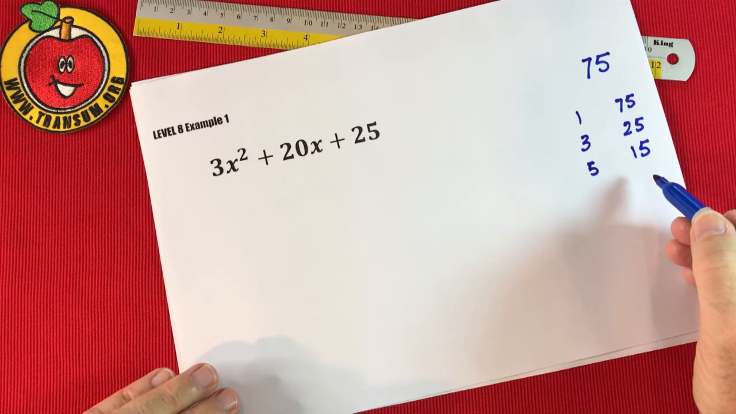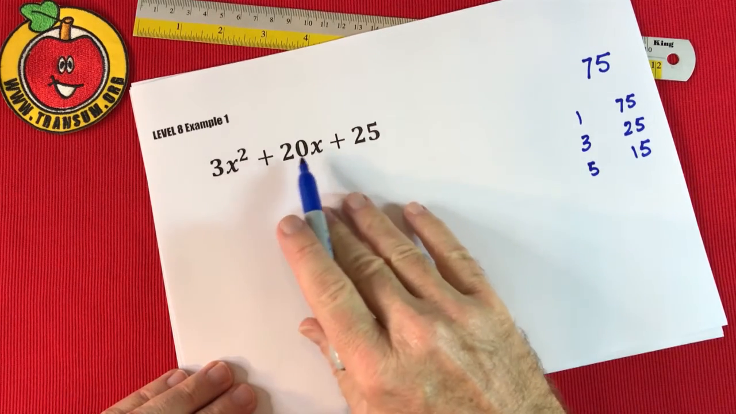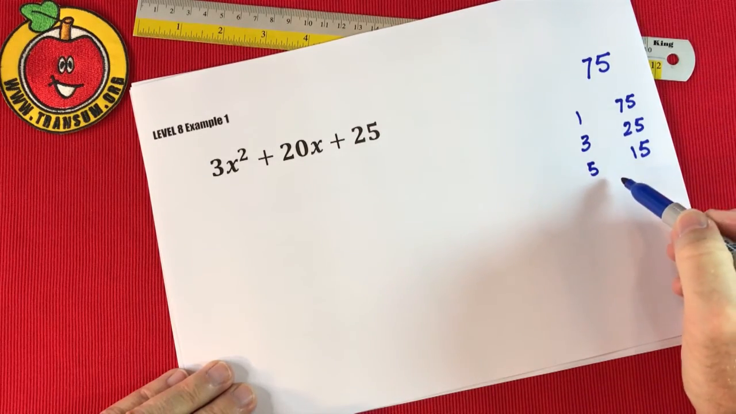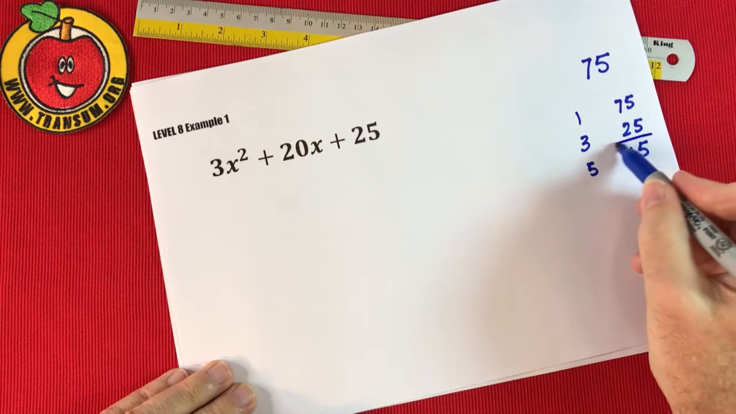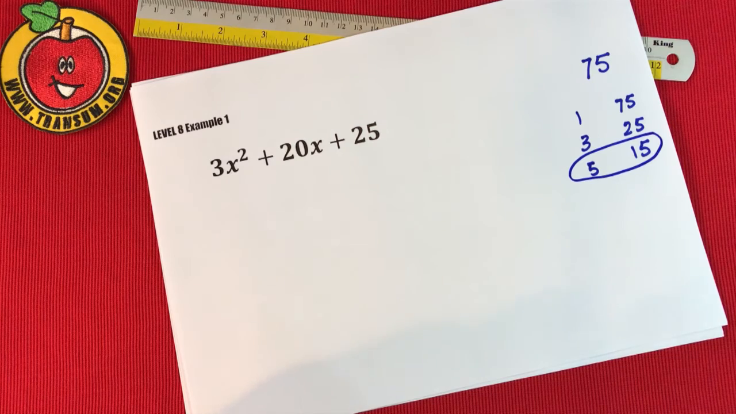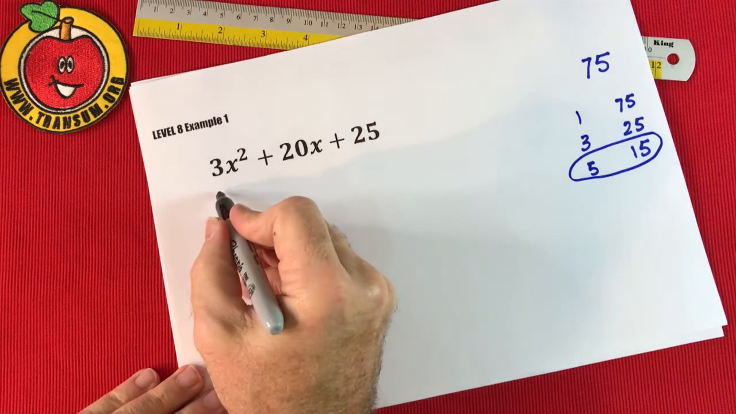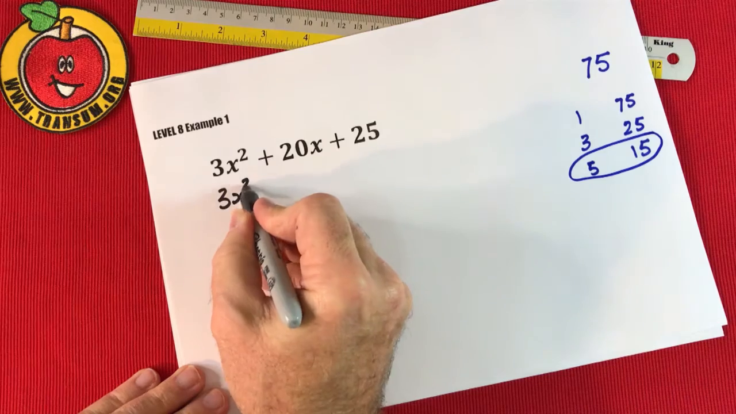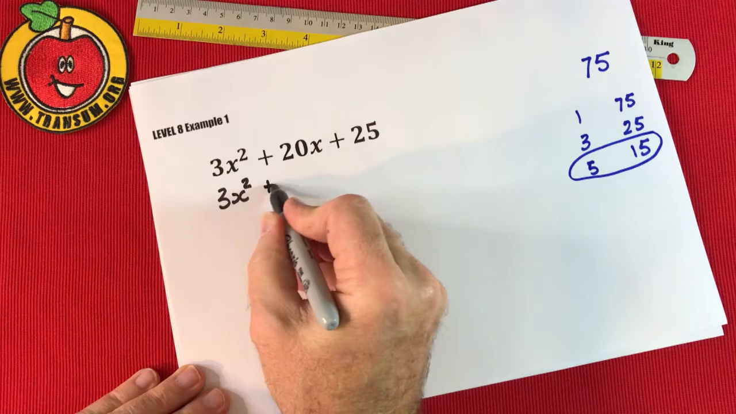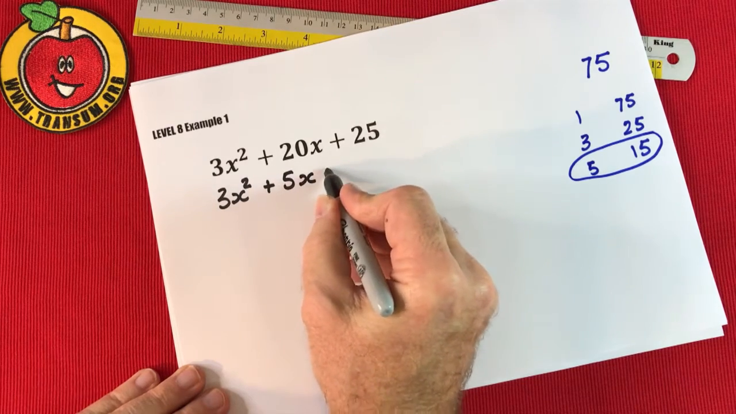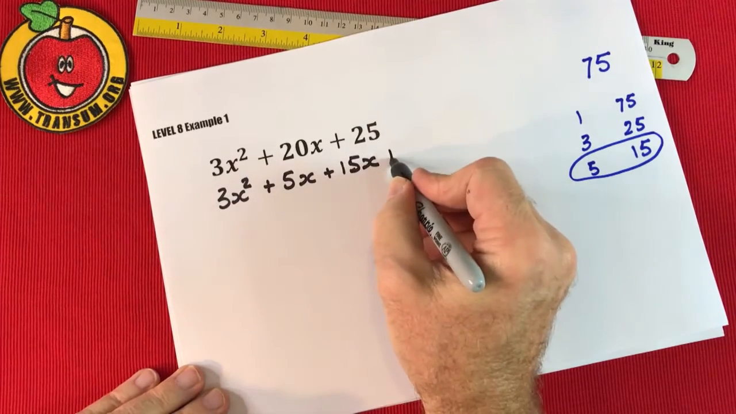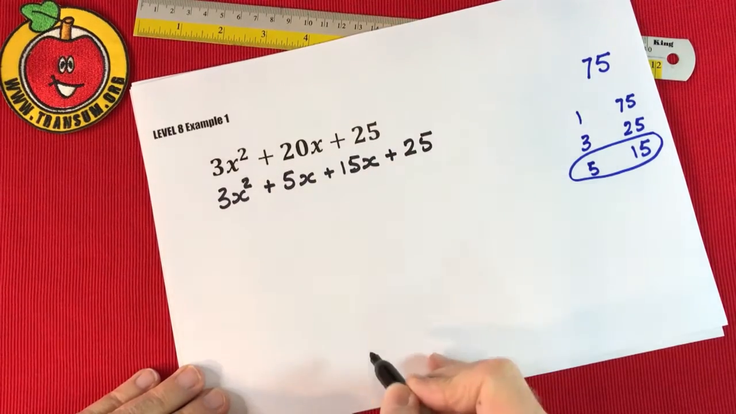And what I have to do now is find a pair of them that will give me this plus 20 in the middle. So which of these, if I combine them, will give me plus 20? I think it's this pair here, the 5 and the 15. So the next thing I do is I write down this expression again. But instead of writing 20x, I split it up into the 5 and the 15. And then I have my 25 that was there at the end.